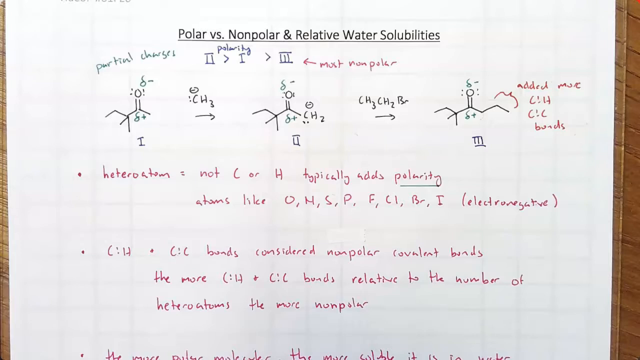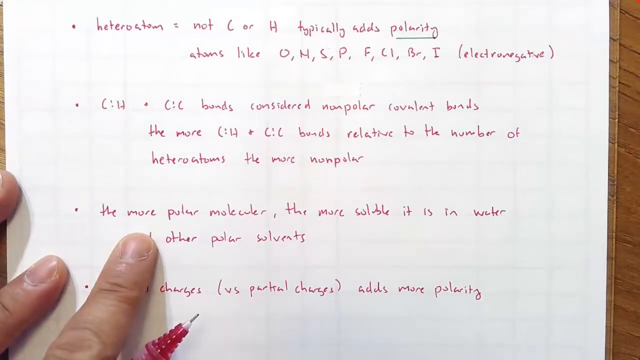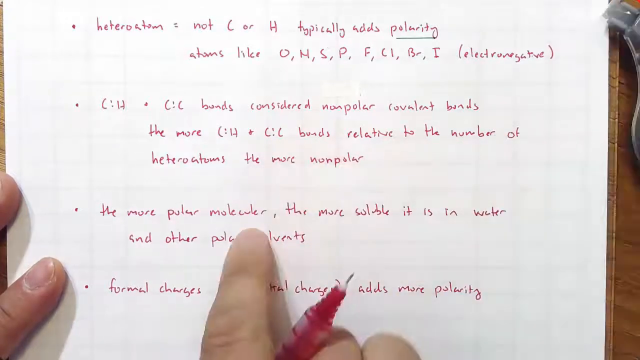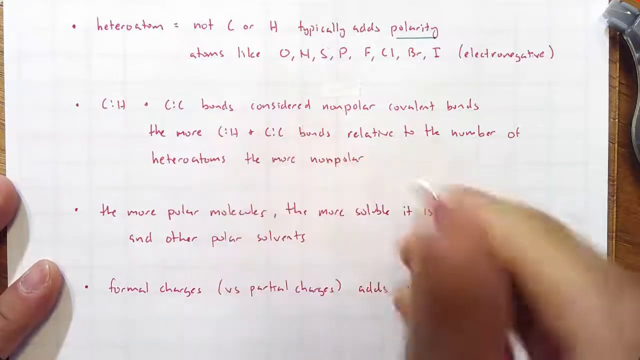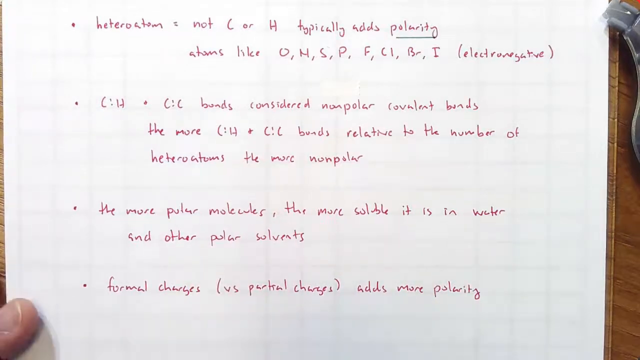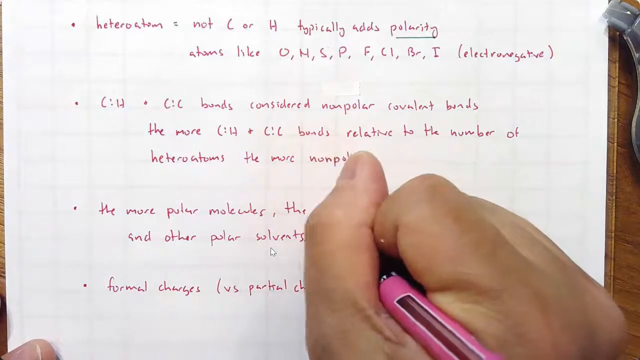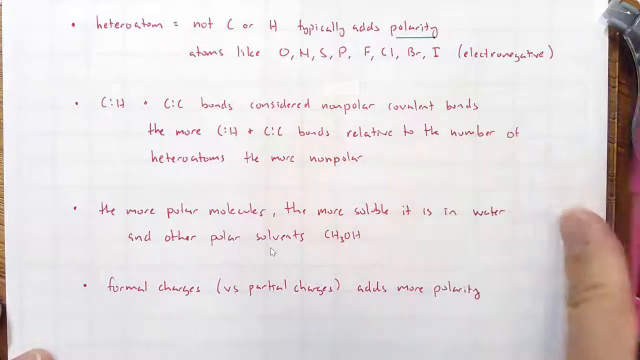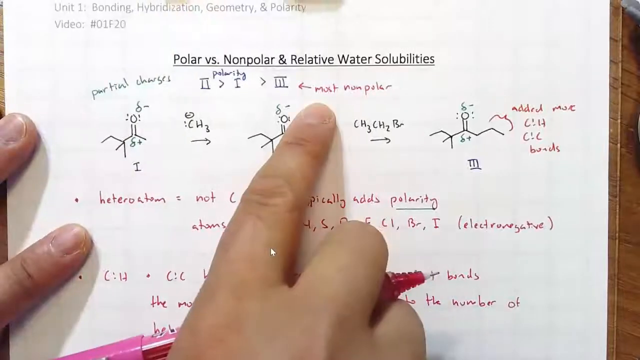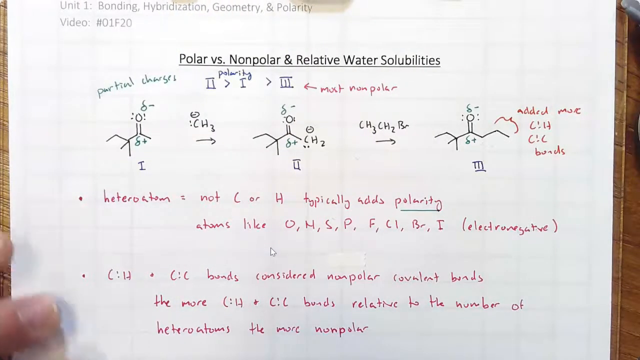Now, how do we connect this to water solubility? The more polar the molecule, the more soluble it is in water and other polar solvents. Another polar solvent could be something like methanol, CH3OH. Okay. So while this is the most nonpolar, 2 we would say is the most water soluble.